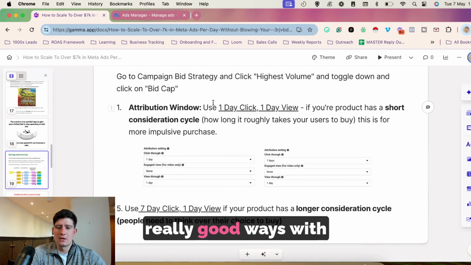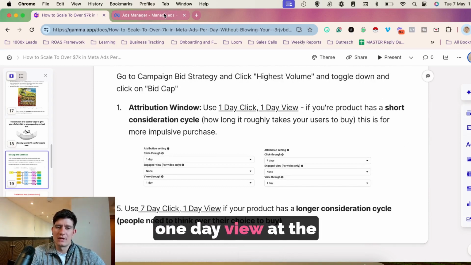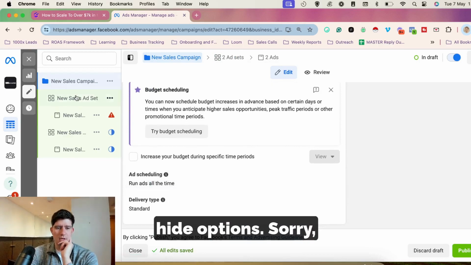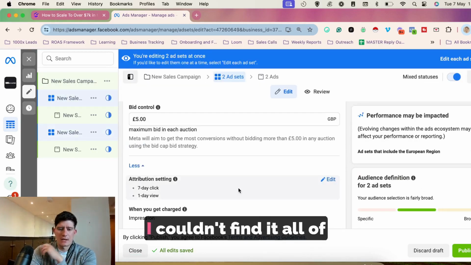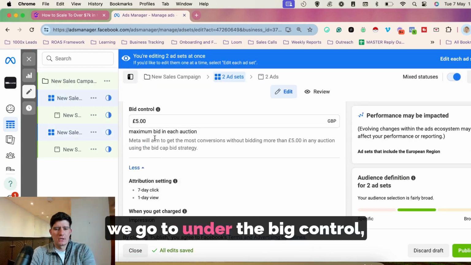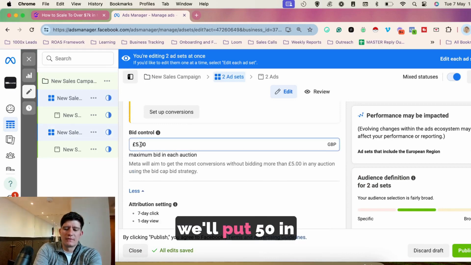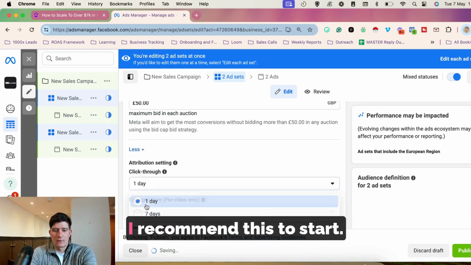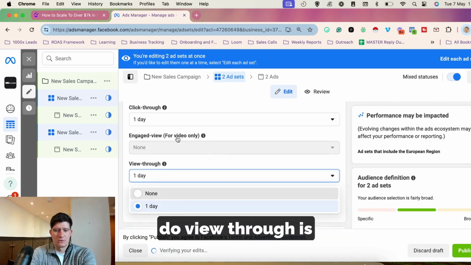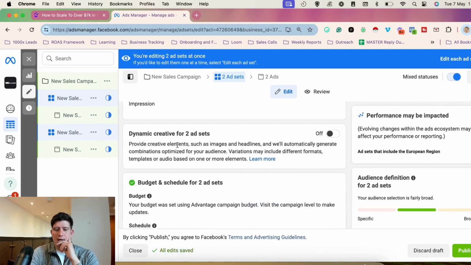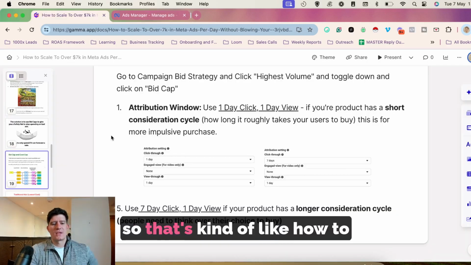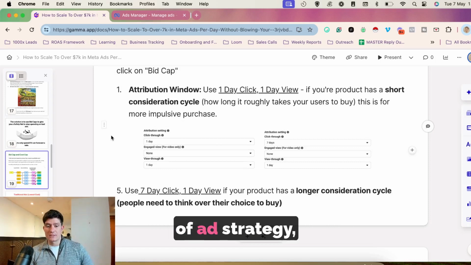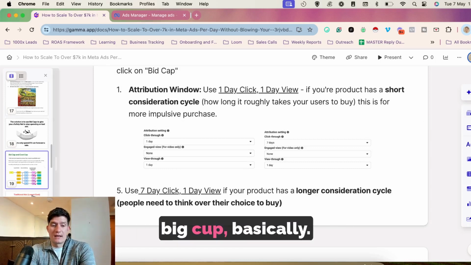I've seen really, really good results with 1-day click, 1-day view at the minute. So we go here, hide options. Sorry, I believe it's in this section now. Yeah, I couldn't find it all of a sudden. But yeah, we go to under the bid control. We'll put 50 in, and then we'll click attribution settings. So if you want it to be 1 day, I recommend this to start. Do view through as none to click through. And then, yeah, so that's how to set it up. It can be very similar to what you normally do in terms of ad strategy, but that's how to move to bid cap basically.